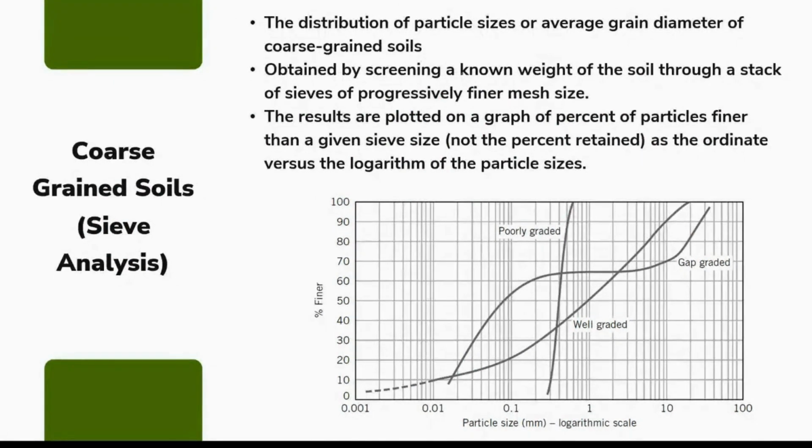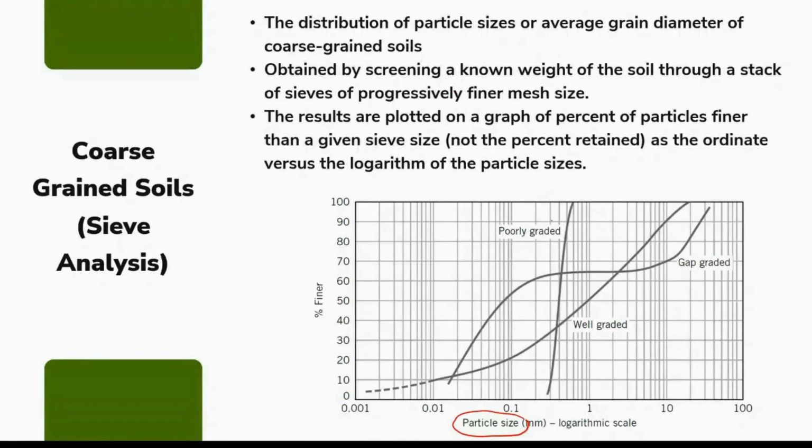The distribution of particle size or average grain diameter of the coarse grain soil is based on the particle size. The main thing is you need to know the particle size based on the sieve analysis and also the hydrometer. It is obtained by screening a known weight of the soil through a stack of sieves of progressively finer mesh size. Sometimes we use the word screening, sometimes sieve.